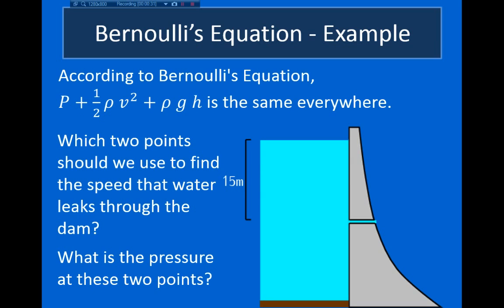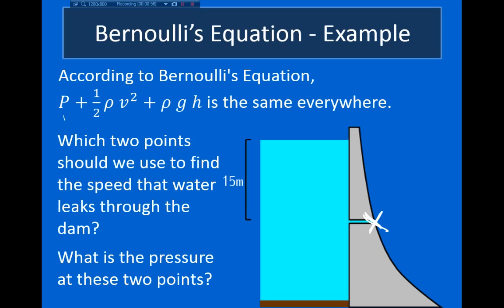So according to Bernoulli's equation, this quantity right here, P plus 1/2 rho v squared plus rho gh, is going to be the same everywhere. So all we need to do is find two places, and then we can set this quantity equal to each other at those two places. Now, because we're interested in finding the speed that the water flows out of the crack, one of the places where we want to apply Bernoulli's equation is this point right here.